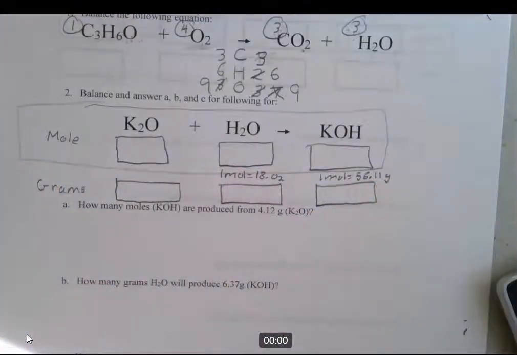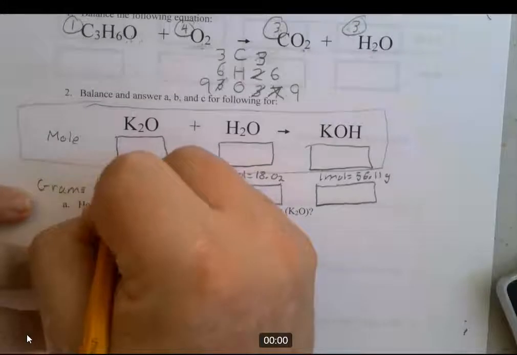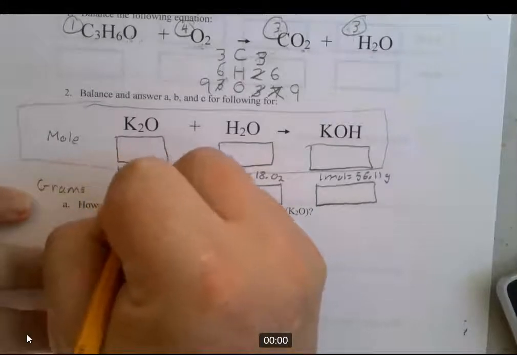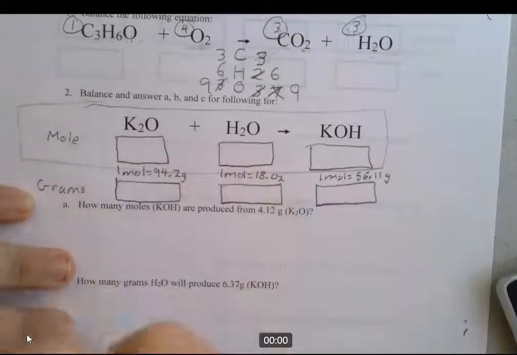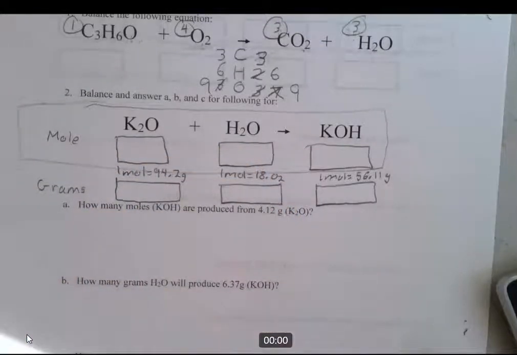And for K2O, now we may not need all of these, but let's go ahead and put them in anyway. So K is 39.1, we just said that. You multiply that by 2, and then you add 16 for oxygen, and that gives you 94.2. So now you have a way to translate between moles to grams or grams to moles.